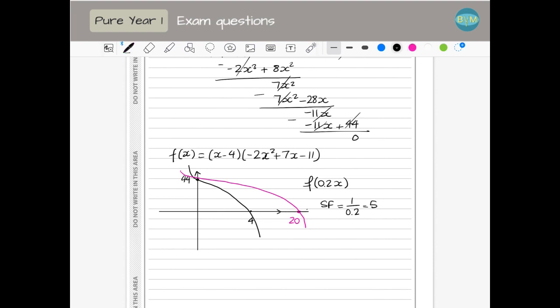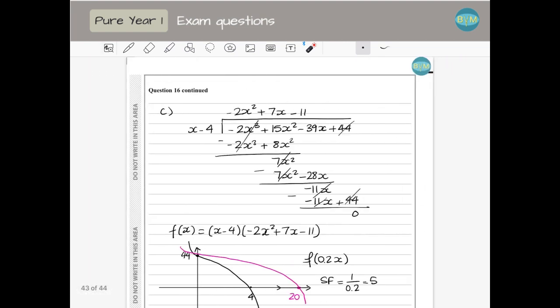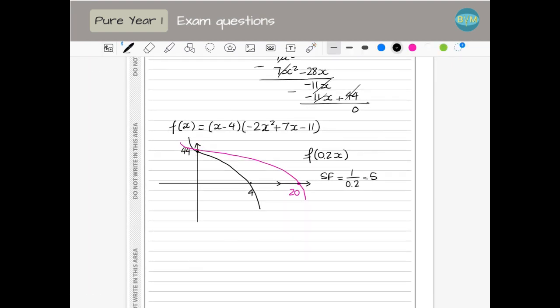And that's what they're asking me. So I have to deduce the coordinates of the points of intersection of the curve with the coordinate axes. So the y-intercept is (0, 44), and the other is (20, 0). Those are the points of intersection. And that's it with this exam question.